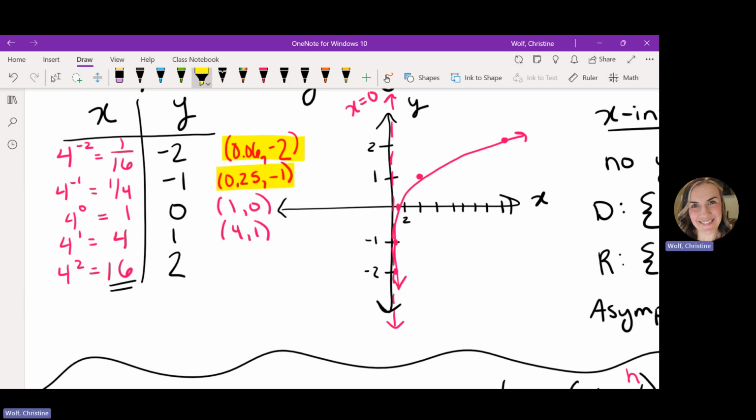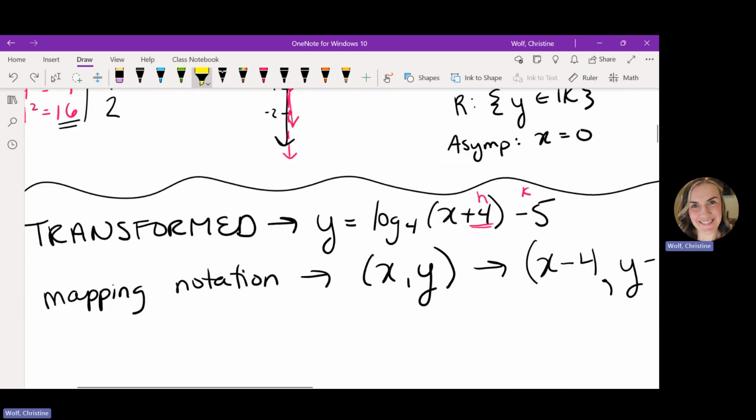So I will allow you to only apply mapping notation to the 3 easier ones, because we know if we can find 3 points, we just follow the trend. It's always going to be a curve, so you can just extend the curve. So we're just going to do those 3 easy ones. We're going to avoid the decimals.